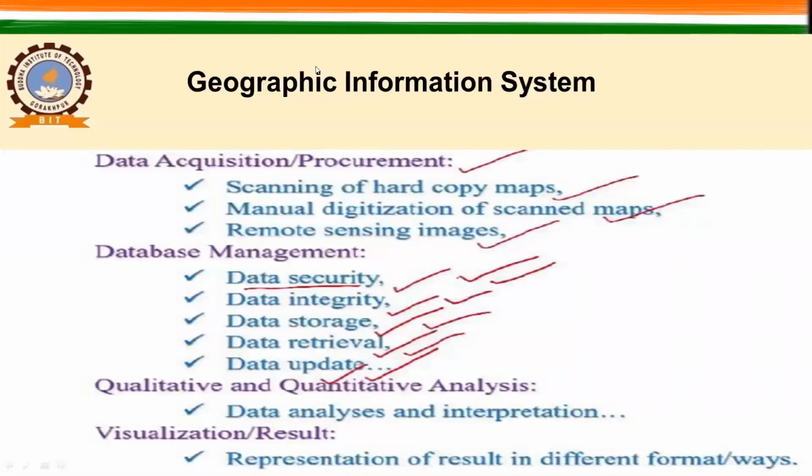So GIS acquisition or procurement: scanning of the hard copies, manual digitization of a scanned map, remote sensing images. These are part of your input data. Then in GIS, we also make sure of the database management. So in database management, you have data security, data integrity, data storage, data retrieval, data update.